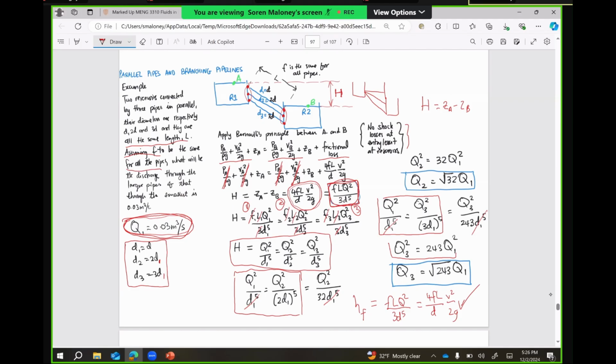And then they ask what will be the discharge through the larger pipes if that through the smallest is 0.03 meter cube per second. They told us what Q1 is, if you want to call it Q1: the smallest pipe, 0.03 meter cube per second. But they want us to find Q2 and Q3.